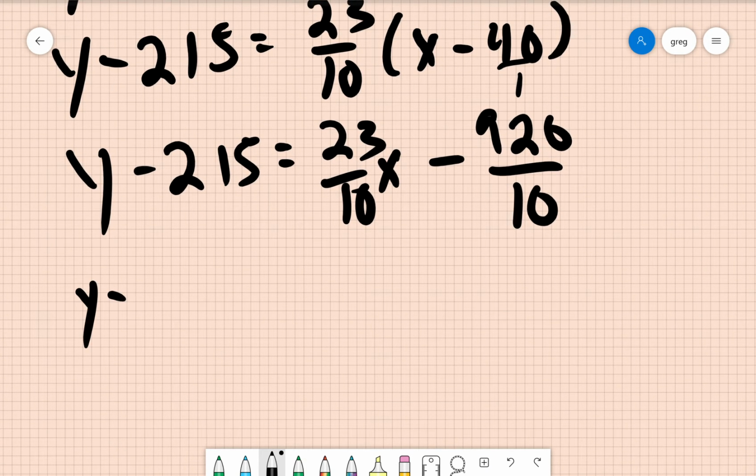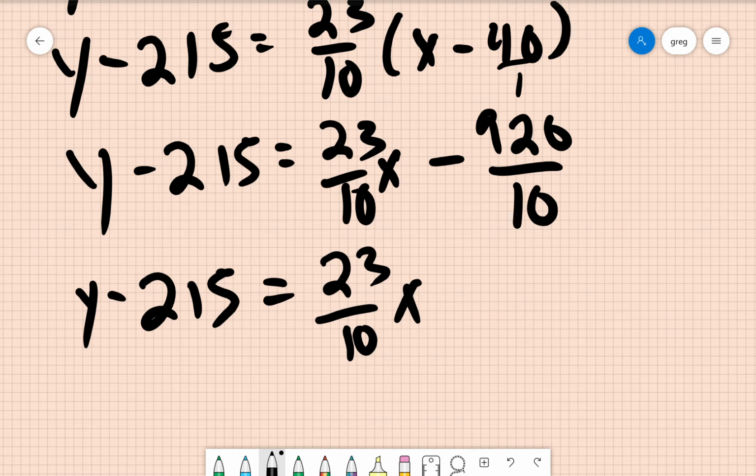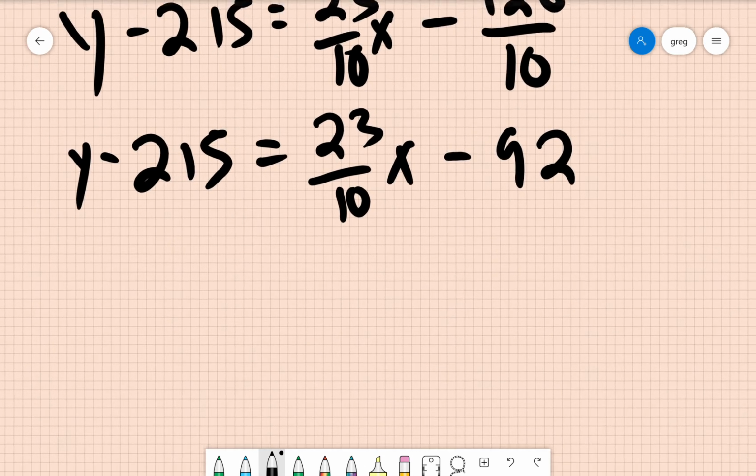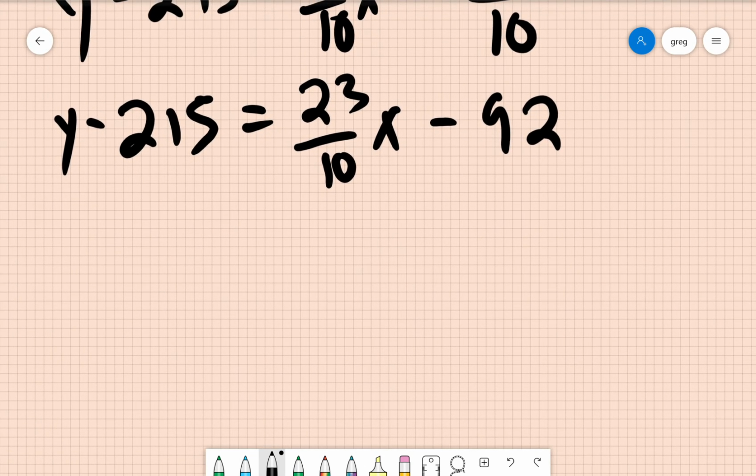Now, what is it I should do? All right, well, can we simplify that constant back here first? It's kind of large. So 920 divided by 10 is what? 92. Now what should I do? Add 215 to both sides. But why am I doing that? I'm trying to isolate the y.